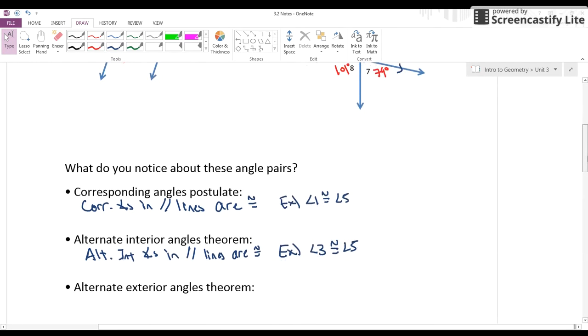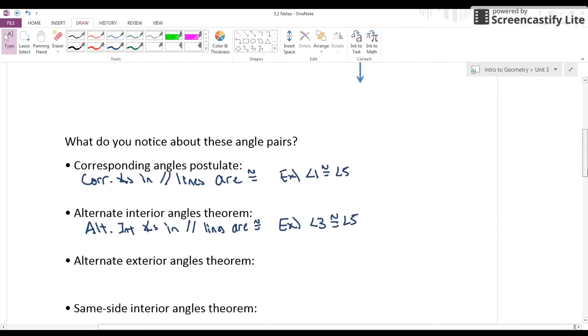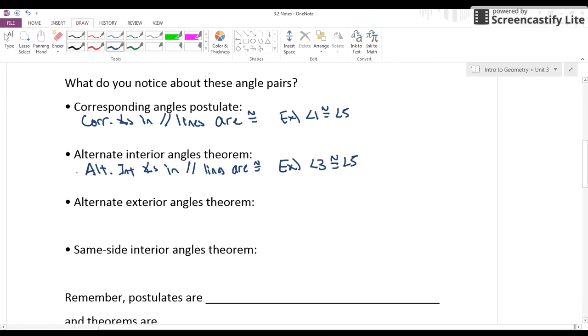So next, let's look at some alternate exterior angles. So what are some alternate exterior angles that we see here? Okay, well, hopefully, again, I cleared off those highlights so you'll see them a little more clearly now. But hopefully we're seeing exterior, so outside of the two parallel lines. So things like angles 1 and 7, or angles 2 and 8. So they're outside the parallel lines, but on different sides of the transversal. What do we notice about them? Notice the trend? They are congruent. So again, alternate exterior angles in parallel lines are congruent.